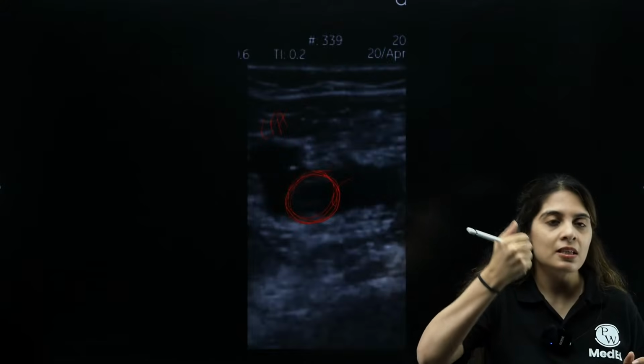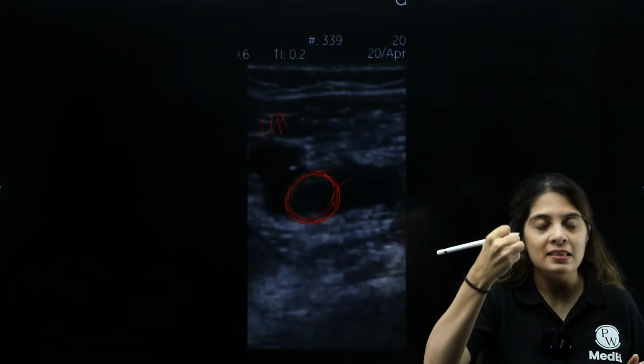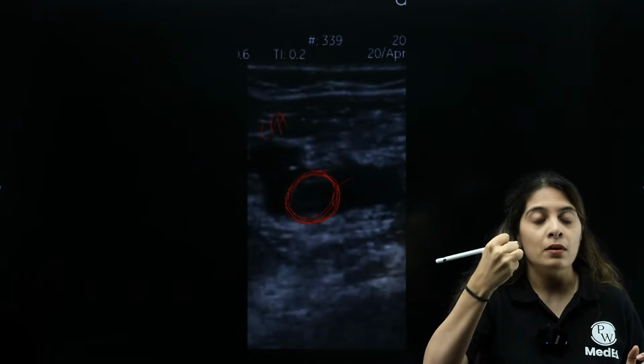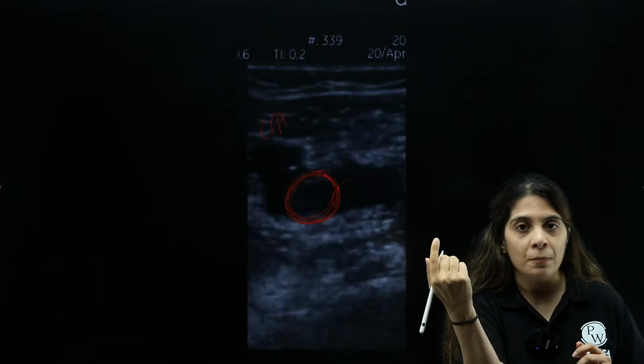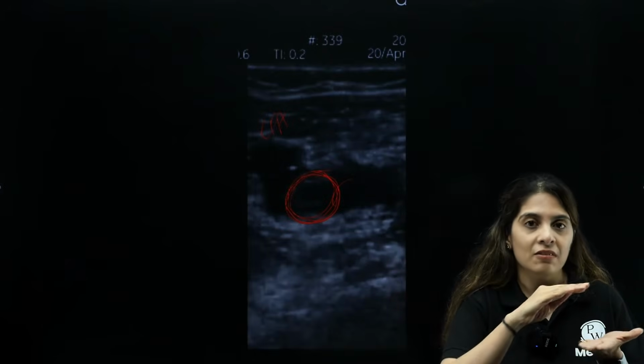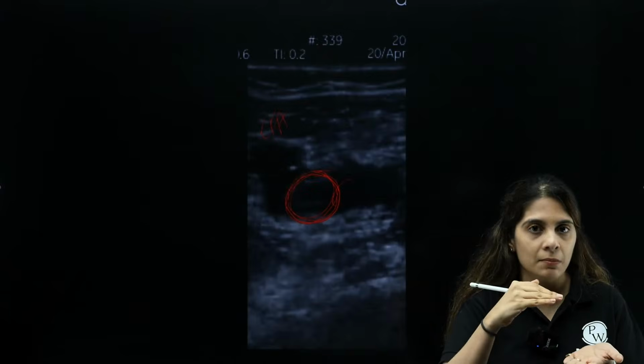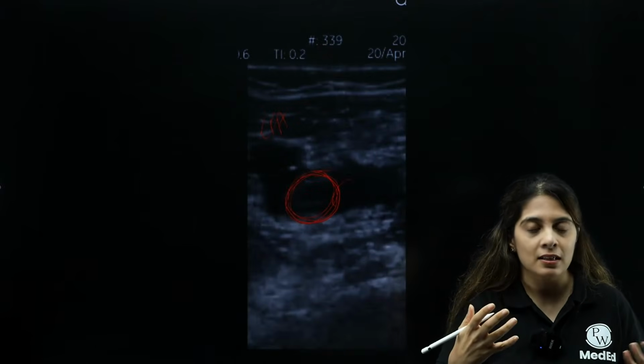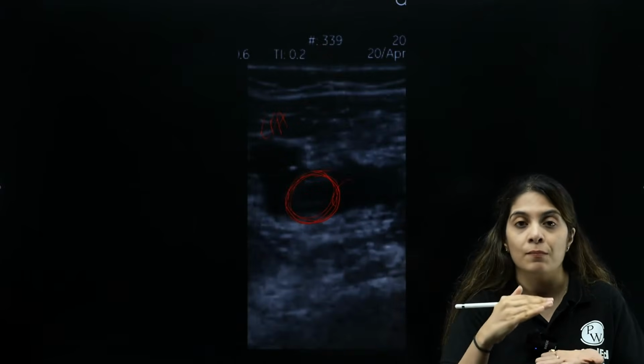Now what I am doing in this particular video is compressing this area. I am compressing my common femoral vein. Normally your common femoral vein is compressible. Venous structures are compressible. But if a thrombus is present, what is going to happen? It is not compressible.